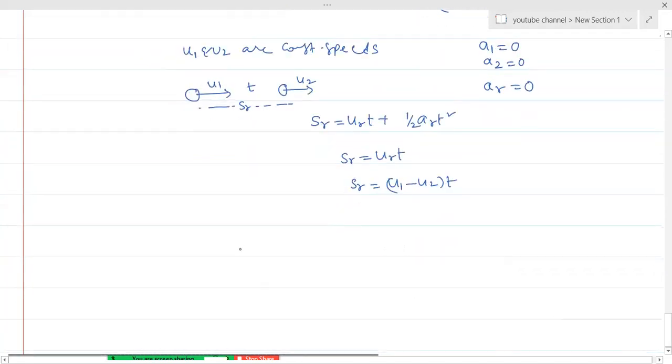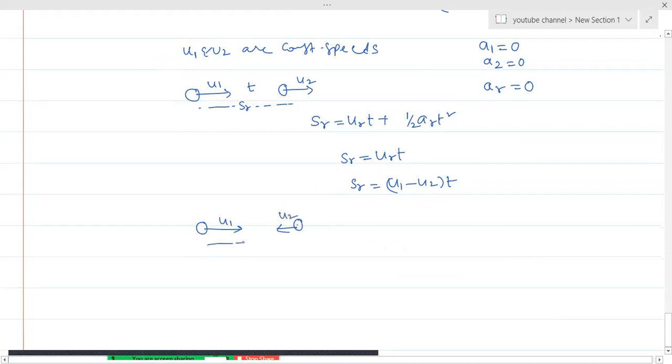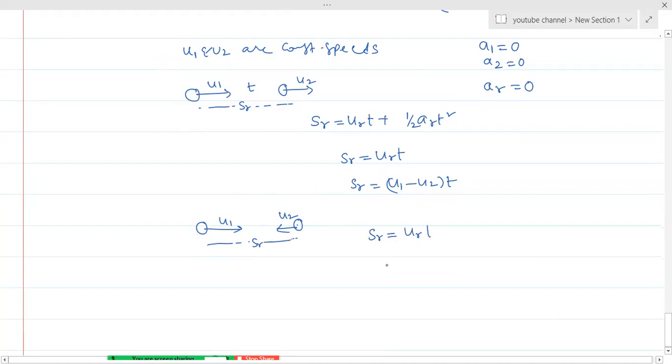For example, this is moving with U1 and this is moving in the opposite direction with the speed U2. Their separation is SR, let us say. Therefore, we will take the relative separation equal to relative velocity into time. So that is equivalent to U1 plus U2 into T. In that way, we will understand the situation.